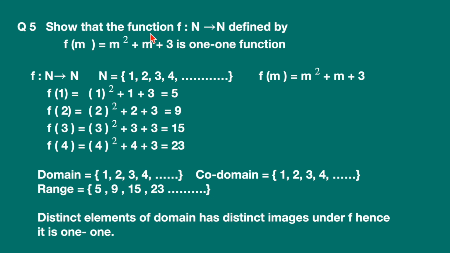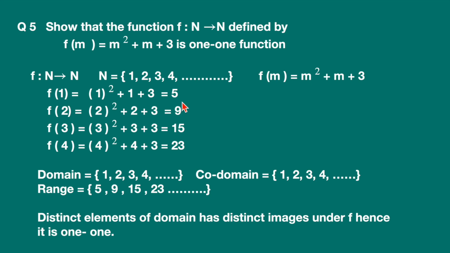Question 5. Show that the function f from N to N defined by f(m) = m² + m + 3 is a one-to-one function. Similarly, you have to write down the function. f is from N to N. N is the set of natural numbers. Write down the function f(m) = m² + m + 3. Here we are going to substitute the values of m from the domain, which is the set of natural numbers. Let's start with 1.